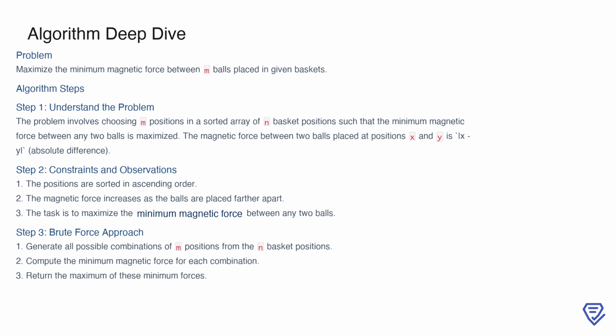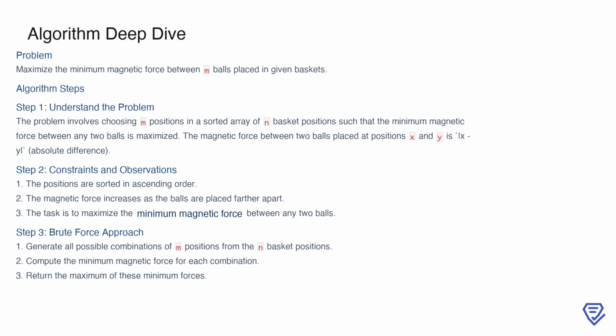Since the positions are sorted in ascending order, we know that the greater the distance between two balls, the greater the magnetic force. Therefore, we aim to maximize this minimum distance. A simple brute force method involves generating all possible combinations of m positions from the n baskets, calculating the minimum force for each combination, and returning the maximum value.